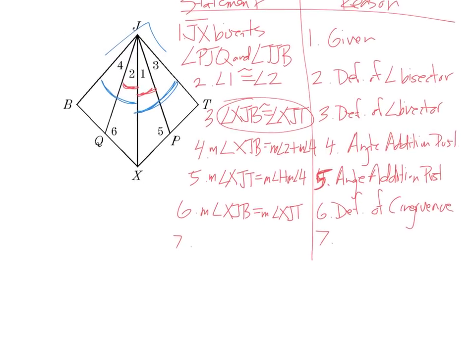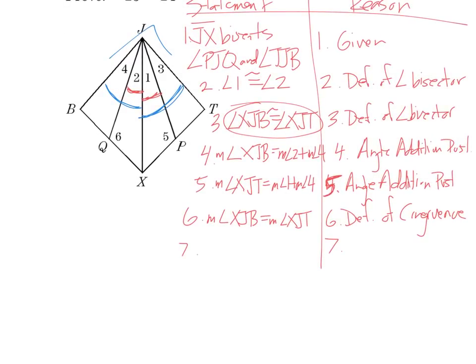Now I can do a little transitive property here. These are the same here, those are the same here. I'm going to do it step by step though. So I'm going to replace XJB here with measurement of angle 2 plus measurement of angle 4 equals measurement of angle XJT. And that's just transitive property.